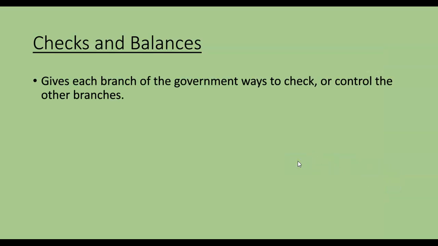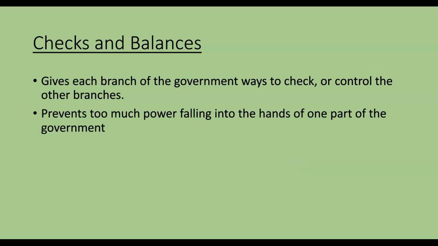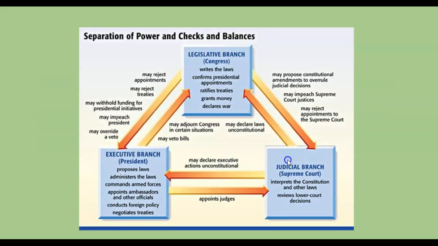Checks and balances. This gives each branch of the government a way to check or control the other branches. It prevents too much power from falling into the hands of one part of the government. And we show this by this graph we've looked at before, right? Every power that one branch has, there's an equal and opposite power in another branch. All right, so this system makes sure that one branch doesn't get too much power. So they divided power, federalism. They separated power into the three branches, and then they checked powers with checks and balances. Divided, separated, checked, because they were so afraid of power resting in one spot.